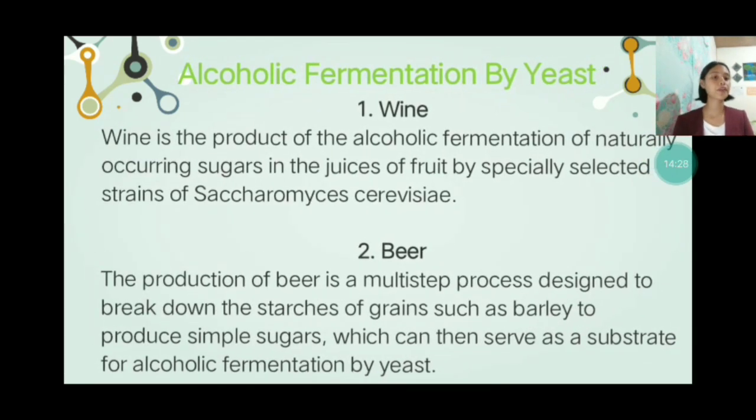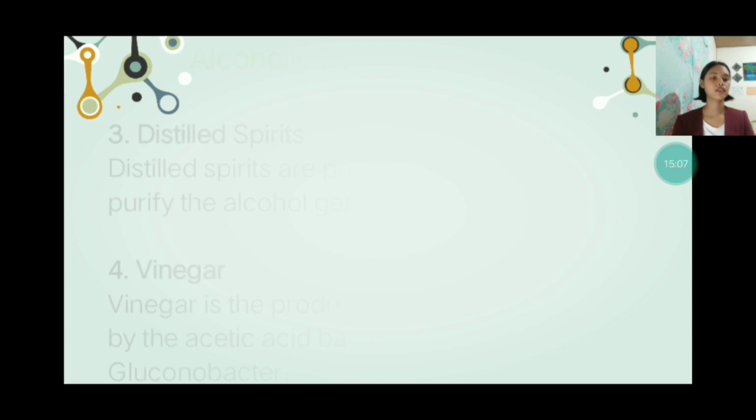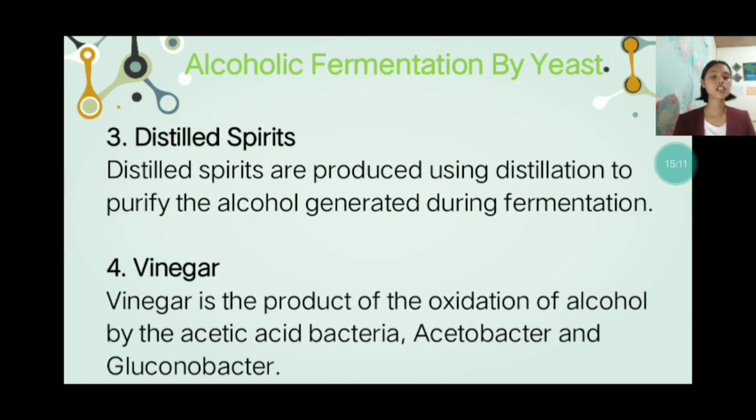Next is alcoholic fermentation by yeast. First is wine. Wine is the product of alcoholic fermentation of naturally occurring sugars in the juices of fruit by specially selected strains of Saccharomyces cerevisiae. Second is beer. The production of beer is a multi-step process designed to break down the starches of grains such as barley to produce simple sugar, which can then serve as a substrate for alcoholic fermentation by yeast.